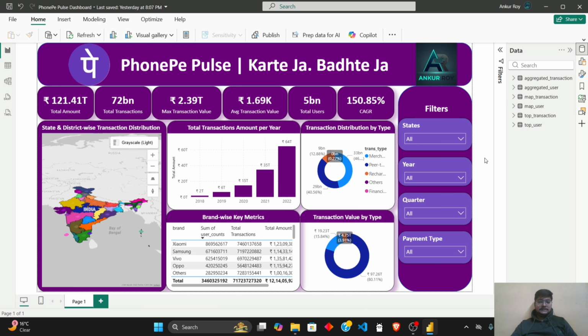So on the basis of this dashboard, my recommendations would be: target Tier 2 and Tier 3 cities. High potential for growth as these regions show emerging adoption. Strengthen merchant onboarding. Merchant transactions form a large share of value. Expanding POS systems and incentives can drive further adoption.